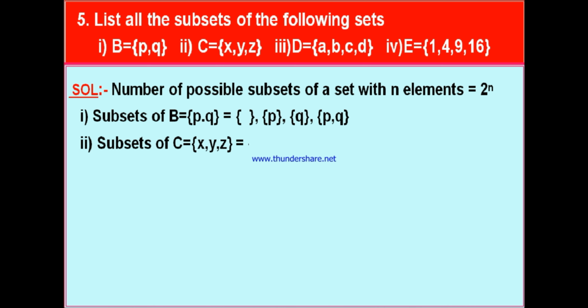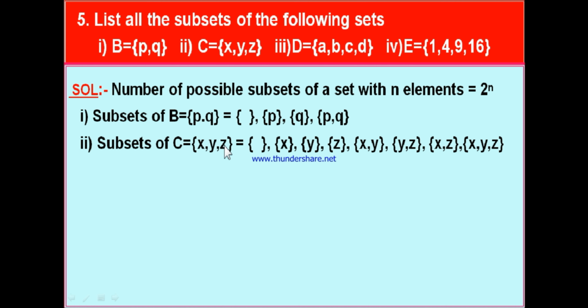Now, second bit, subsets of C, set X, Y, Z. Here there are 3 elements. Since there are 3 elements, the number of subsets is 2 cube. That is, there should be 8 subsets of this set. First is an empty set. Next, write the sets with single elements. That is set X, set Y, set Z. Next, write all possible subsets with 2 elements. Set XY, set YZ, set XZ. These are the different possibilities. And finally, write all the 3 elements. Set XYZ. In this way, you can write the subsets of C.